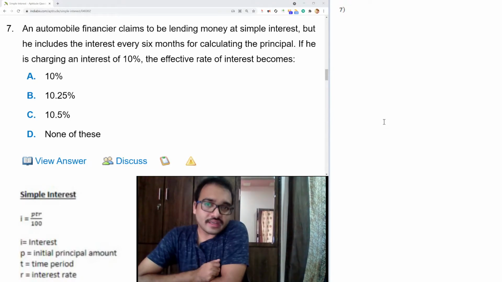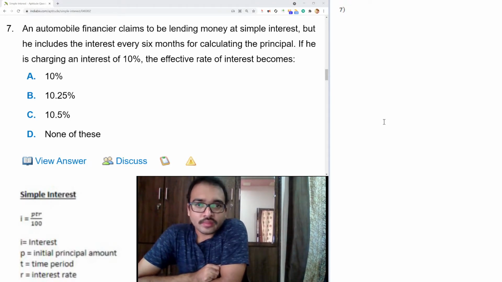An automobile financier claims to be lending money at simple interest, but he includes the interest every 6 months for calculating the principal. If he is charging an interest of 10%, the effective rate of interest becomes? In general, simple interest means interest is calculated for 1 year, but what he is doing is, after 6 months, whatever interest amount he gets, he adds to the principal amount and calculates the interest for the next 6 months. We need to find the effective rate of interest.